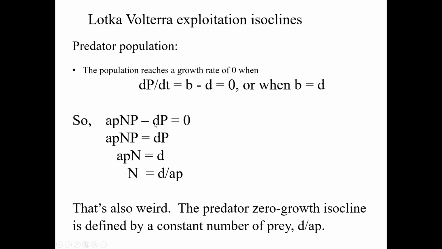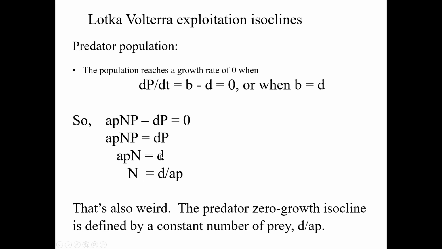So add the death rate of the predators times the number of predators to both sides. That cancels this. And then you have aPNP equals qP. What have you got on both sides? P. Cancel P. And now you have aP times N equals the death rate of the predators.